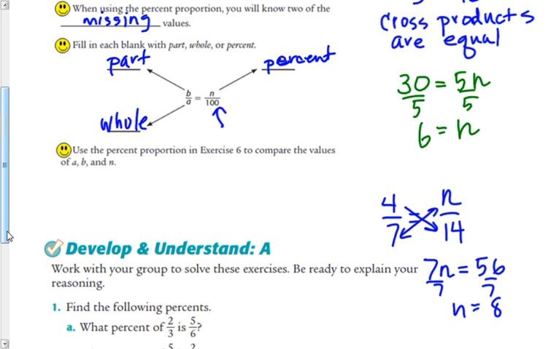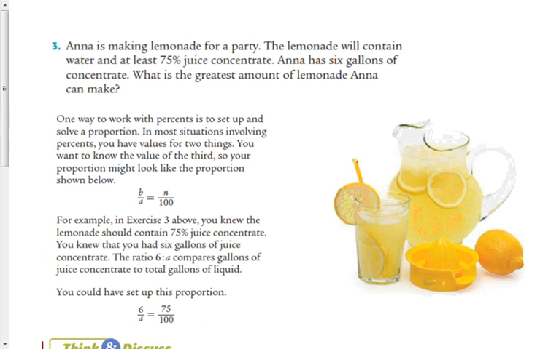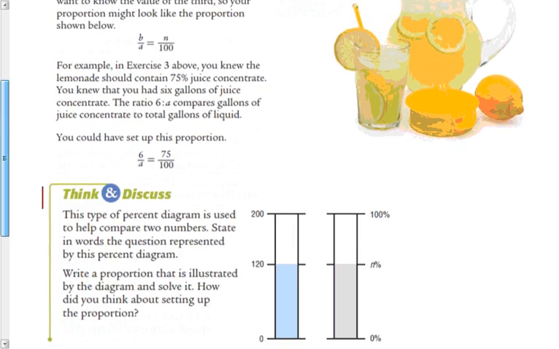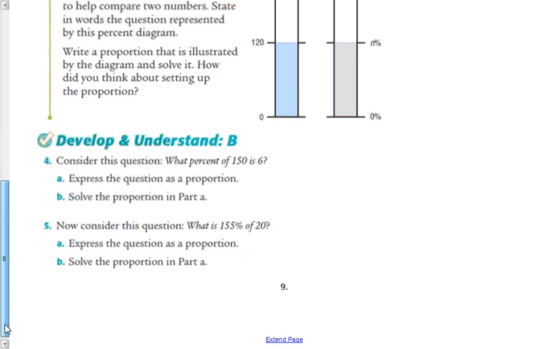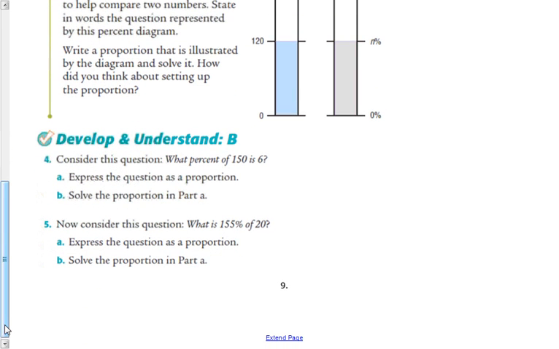So let's skip to page 9 here. And down at the bottom here, we're going to do this problem. It says, consider this question, what percent of 150 is 6? And it says express the question as a proportion. Well, remember, in our proportion, we have a part, we have a whole, and it's equal to the percent over 100.